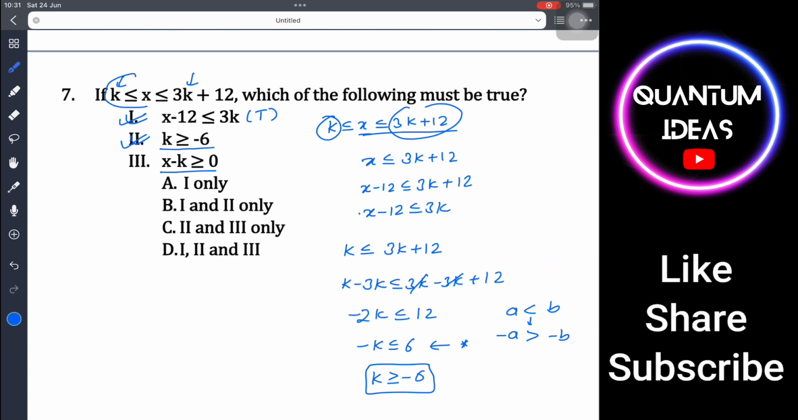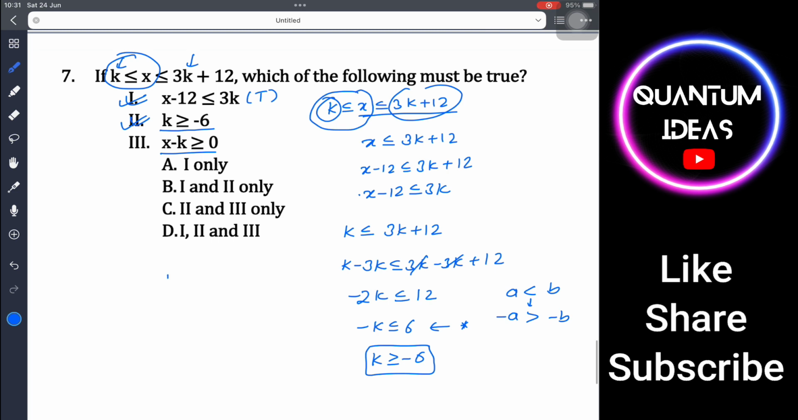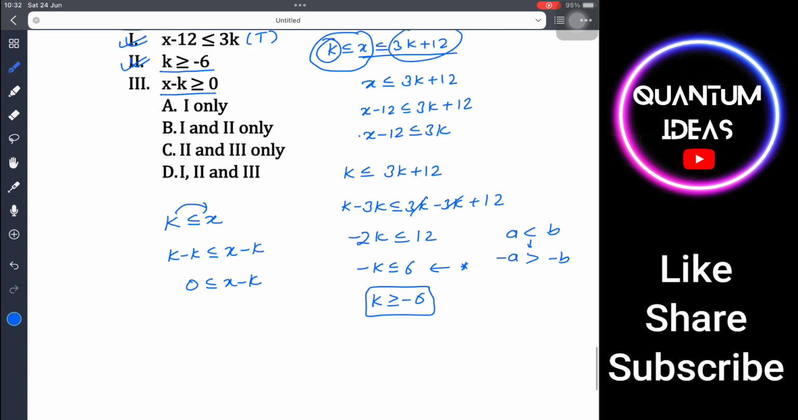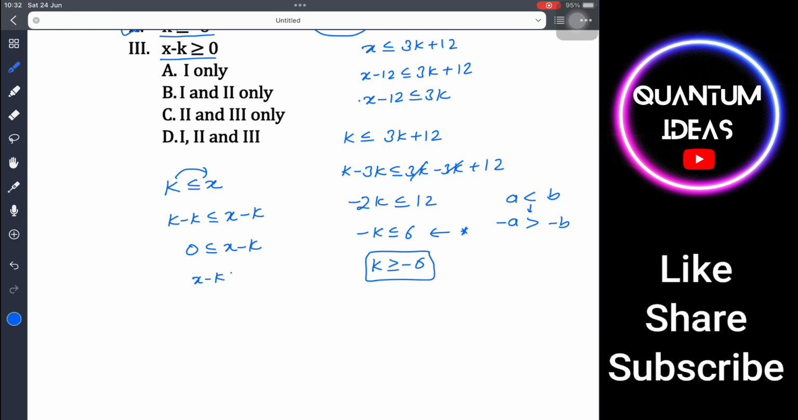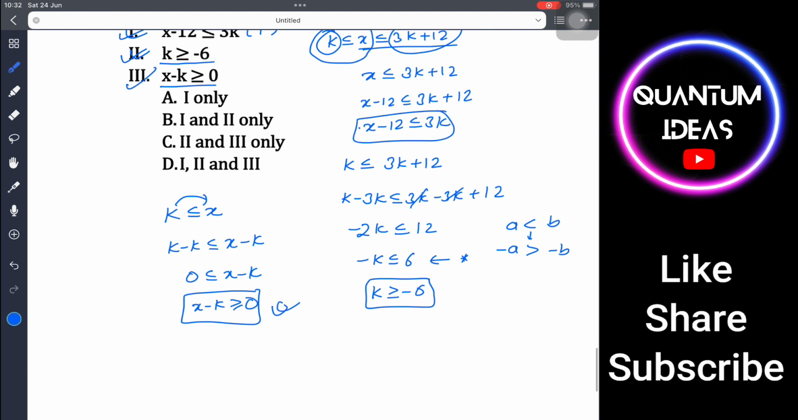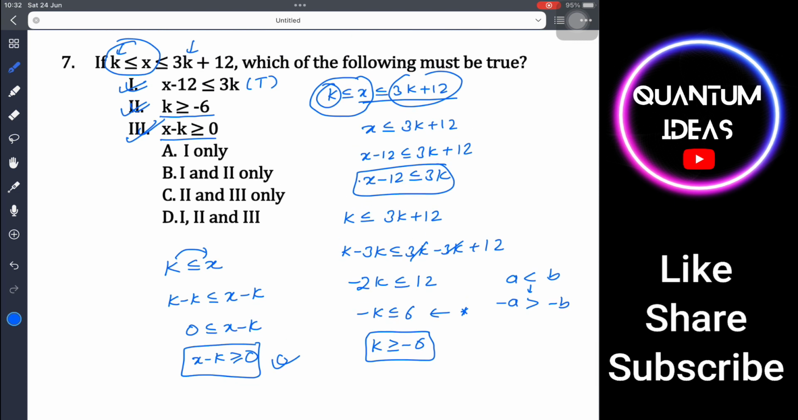Okay, let's go to number 3. x - k means it takes the first and second parts of the inequality, that is k is less than or equal to x. What you can do is move k to the other side, subtracting k from both sides. That is 0 is less than or equal to x - k, or I can also write x - k is greater than or equal to 0. So this is also true. Number 3 is also true, that means 1, 2 and 3 are all true. So D is your answer.